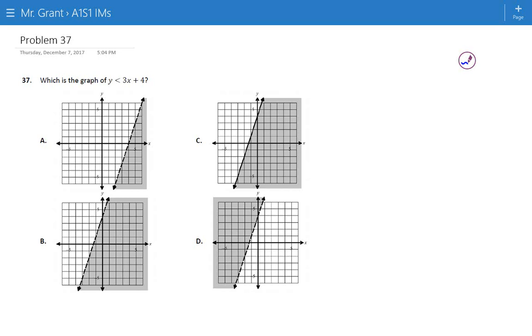On to problem 37 for your Algebra 1 Semester 1 final review. With problem 37, we have a bunch of inequalities here. And we know they're inequalities because of the shading. So inequality means we are going to shade. We also know they're inequalities because there's an inequality sign in between the left side and the right side of this inequality.